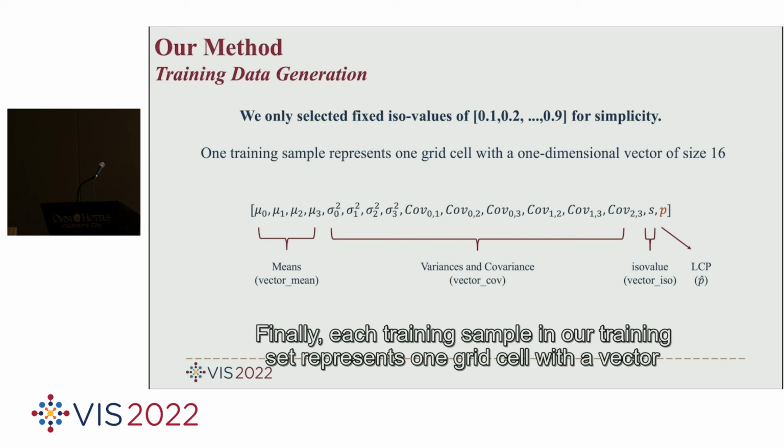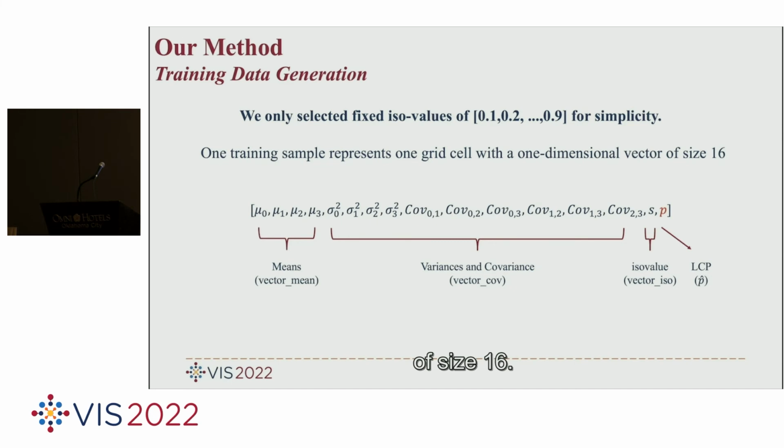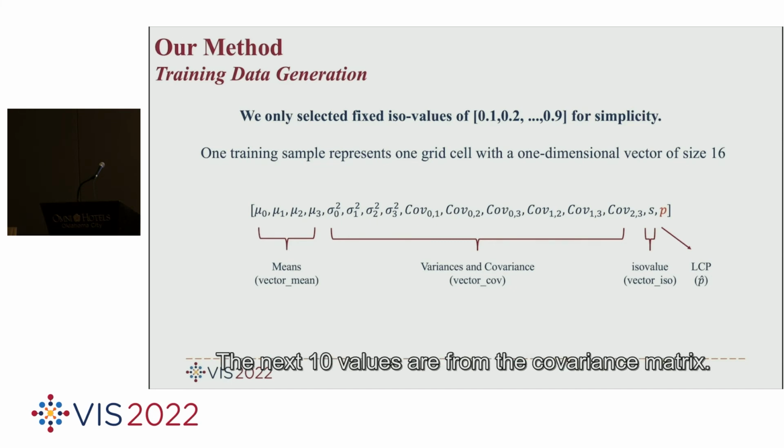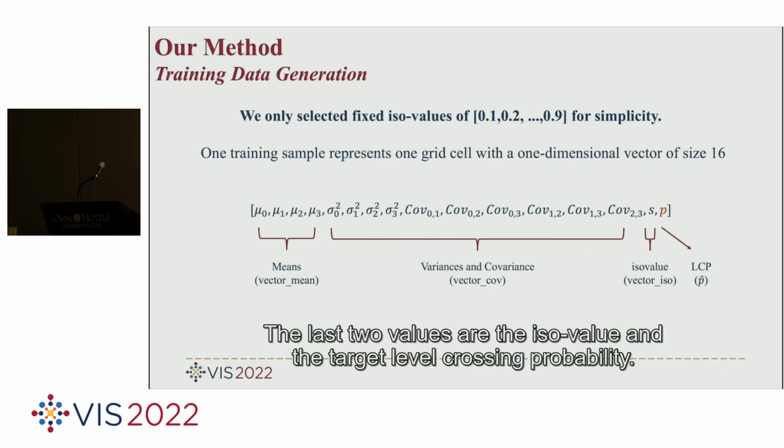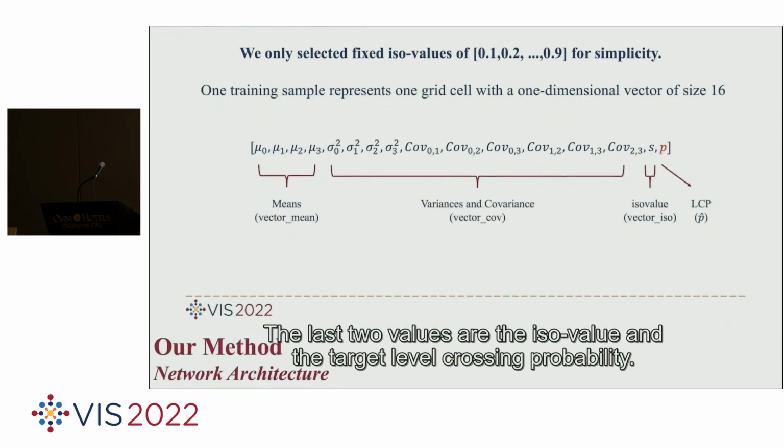Finally, each training sample in our training set represents one grid cell with a vector of size 16. The first 4 values are the mean values. The next 10 values are from the covariance matrix. Since the matrix is symmetric, we only keep half of the matrix. The last 2 values are the isovalue and the target level crossing probability.